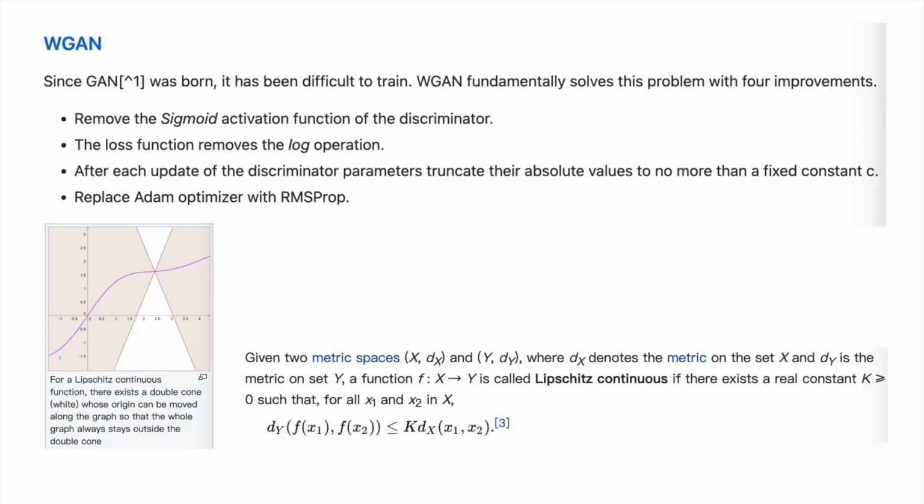In WGAN, a new evaluation method called Earth Mover Distance was introduced. EM distance is continuous when evaluating the distance of two distributions, which does not exhibit the abrupt properties of JS divergence. This can make the training of GAN more stable. In addition, the discriminator must satisfy K-Lipschitz continuity.